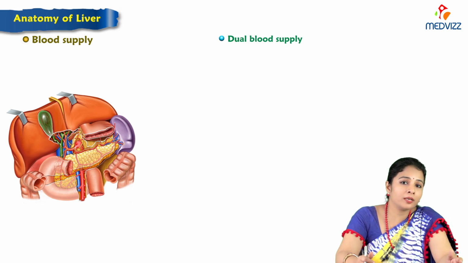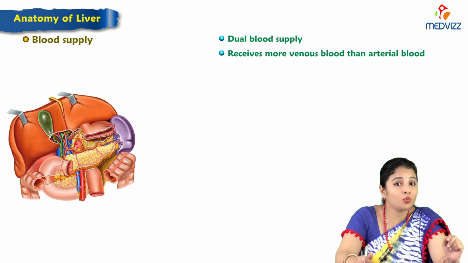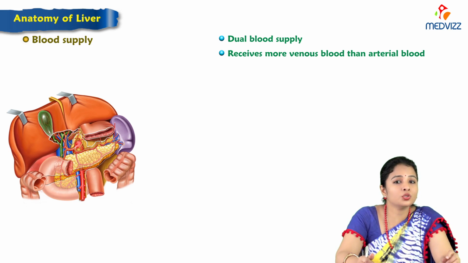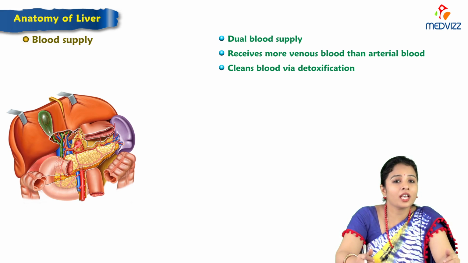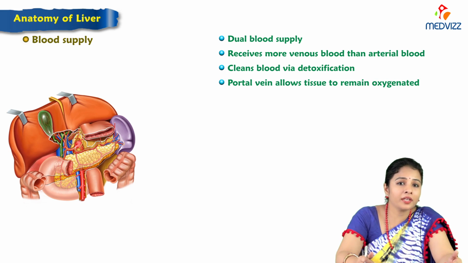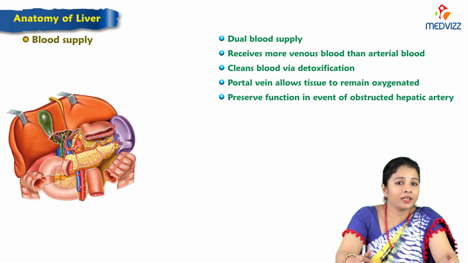The liver has a dual blood supply. The liver is a special organ in the sense that it receives more venous blood than arterial blood. This is due to the fact that the liver helps to clean the blood via detoxification. As part of the liver's dual blood supply, the portal vein allows the tissue to remain oxygenated and preserve function in the event of an obstructed hepatic artery.